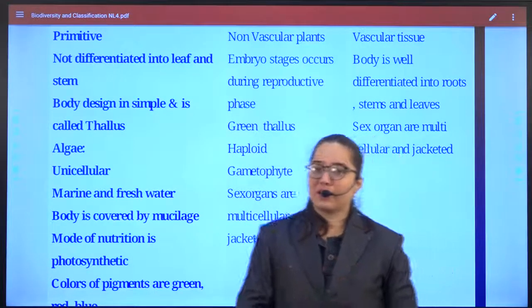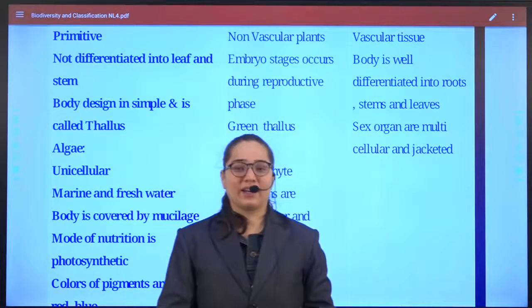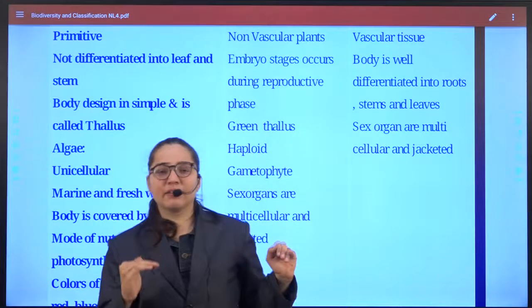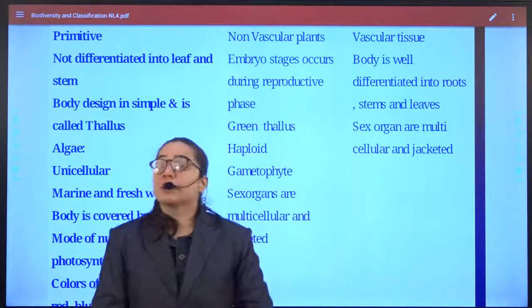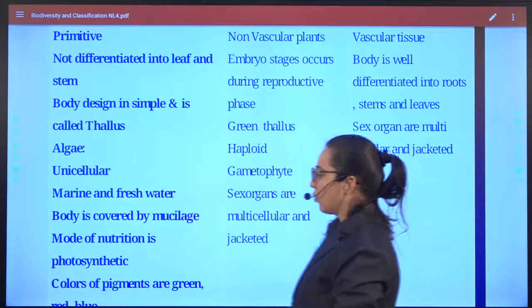Now how is algae? It's unicellular. Where is algae found? In marine and fresh water. Its body is covered by a sticky layer that is called mucilage. Its mode of nutrition is photosynthetic. And what are the colors of the pigments? They are red, green and blue.